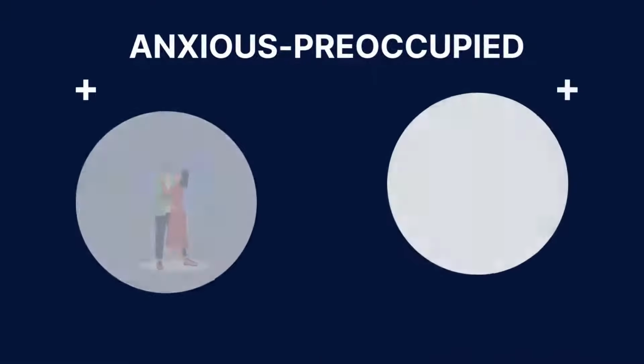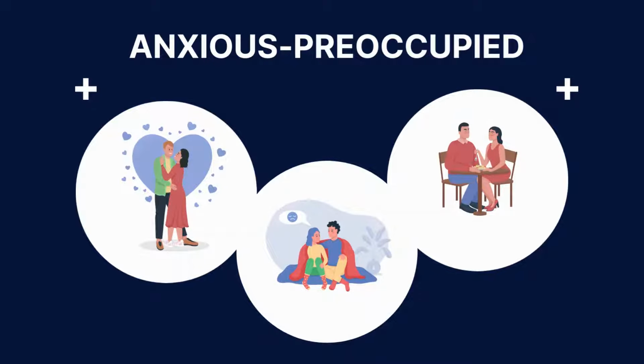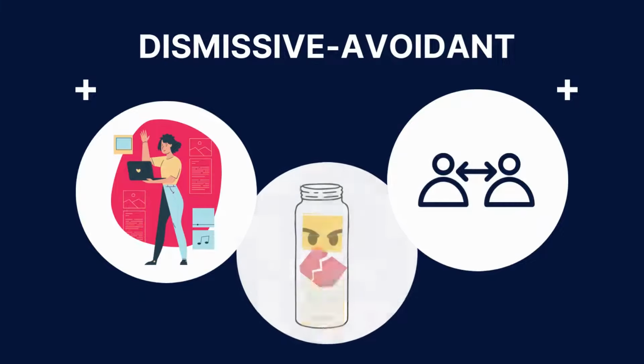Anxious preoccupied attachment style is when an individual tends to have a high need for closeness and intimacy but worries about abandonment and rejection. They may be overly dependent on their partner for validation and reassurance.